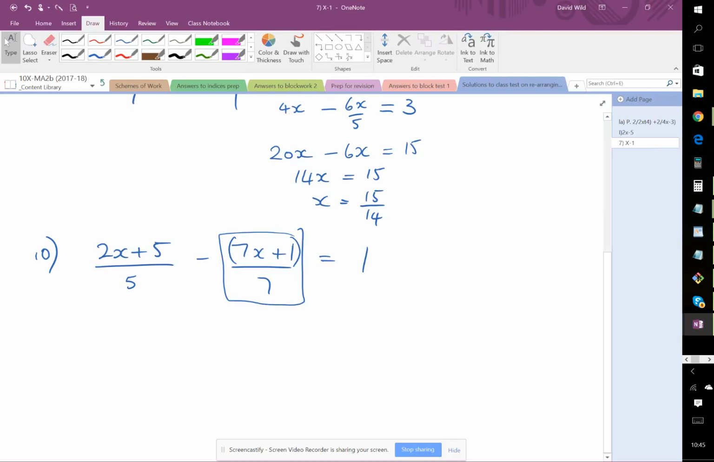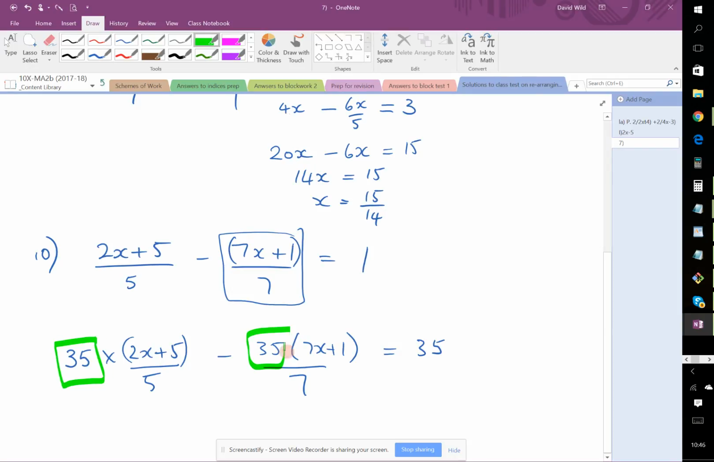Right, so let's multiply through by what? 35. Yes, the lowest. So I could multiply by 5, then 7, but I'll do it in one go. So if we multiply this by 35, that's all I've done. Imagine me covering these things up. If I covered those up, it would look exactly the same as the line before. All I've done is multiply everything by 35.